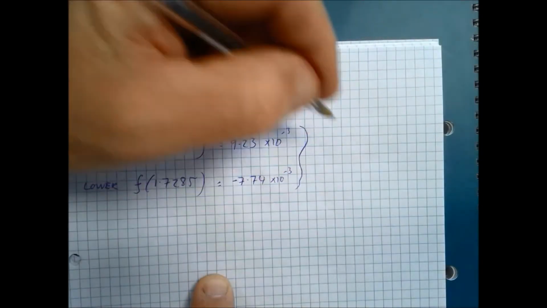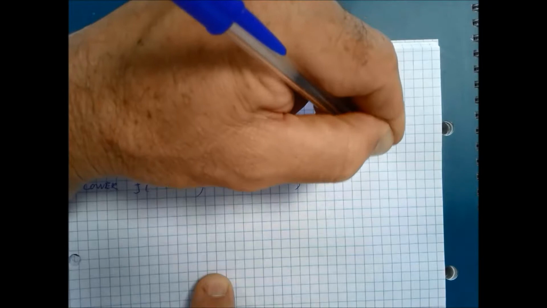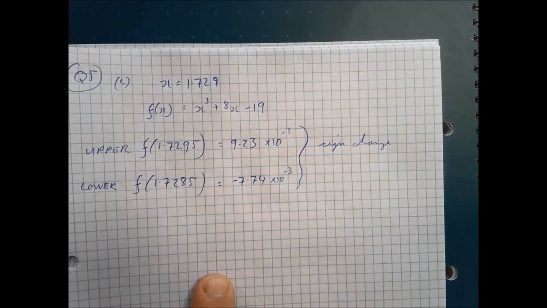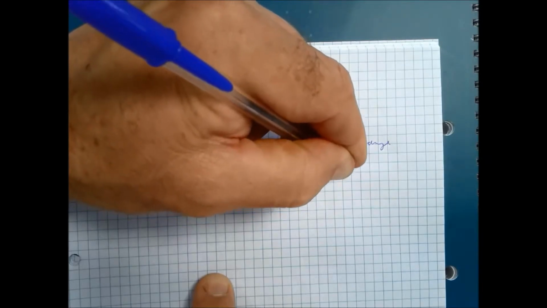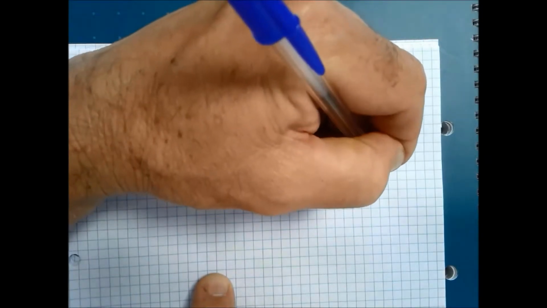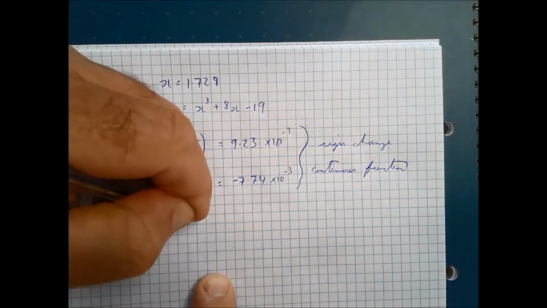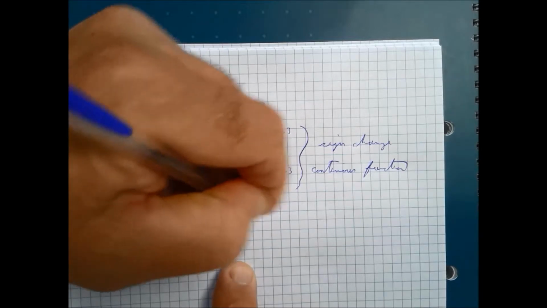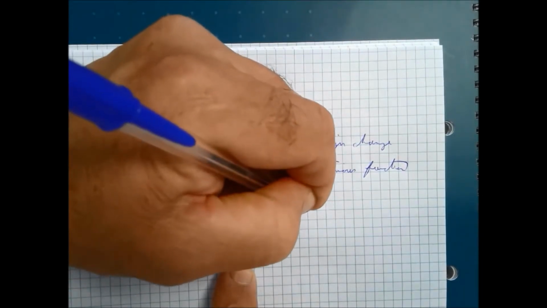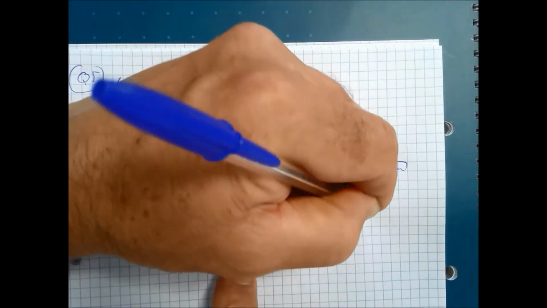Okay, so we've got a sign change, and we know it's a cubic, so it's a continuous function. Therefore, a root at x equals 1.729 to 3dp.